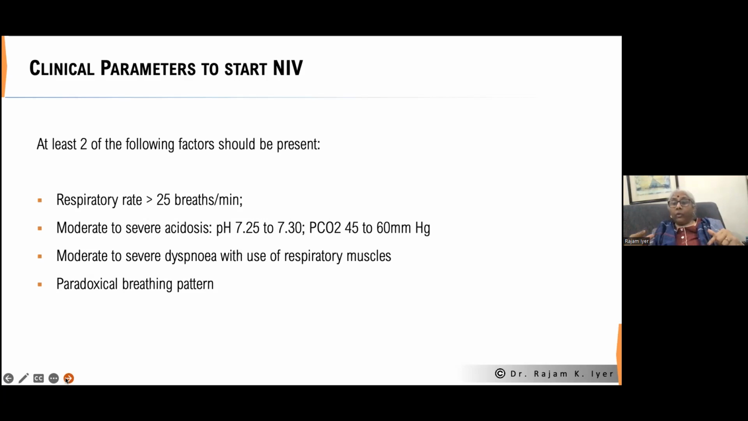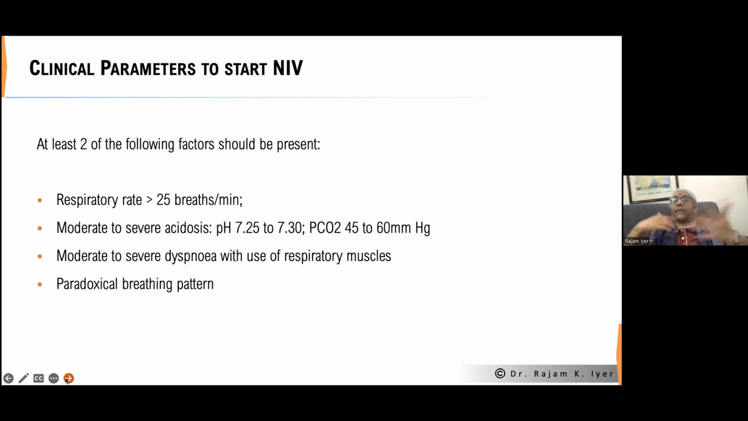So actually when you and me inspire, our abdomen should go out. So when you do yoga, that's what they tell you. Why does it go out? Because the diaphragm goes down, correct. And when you breathe out, your abdomen should go in.